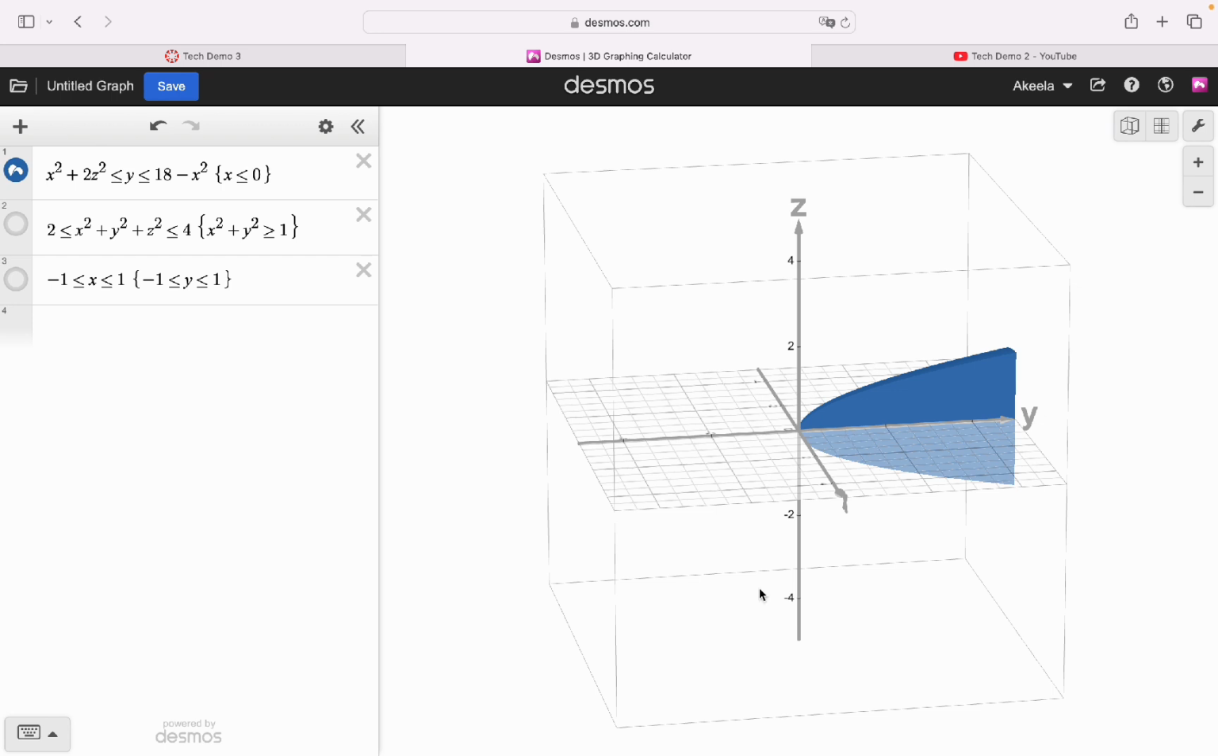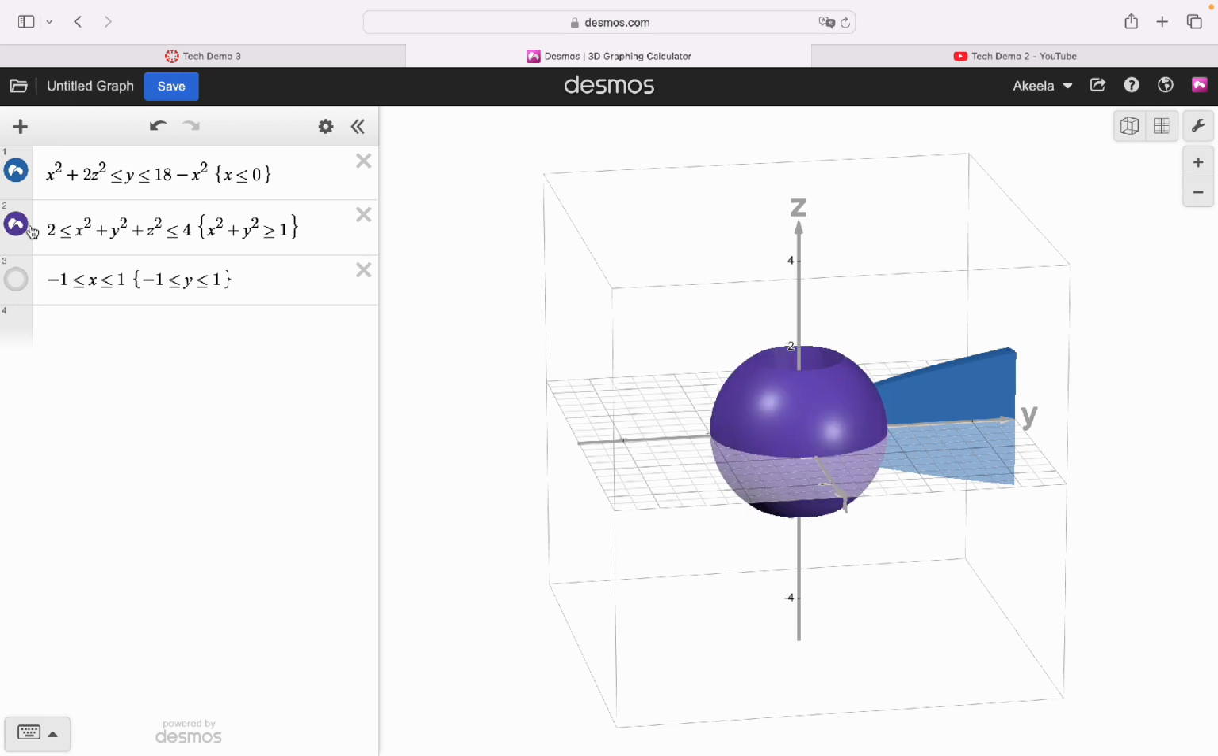This can be typed in a single line as the inequality 2 is less than or equal to x squared plus y squared plus z squared, which is less than or equal to 4. Then we need to set a restriction, and so we'll put x squared plus y squared is greater than or equal to 1 inside the curly brackets.